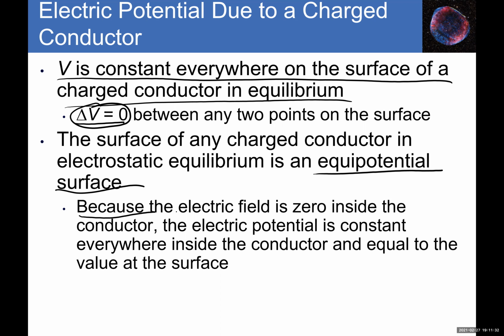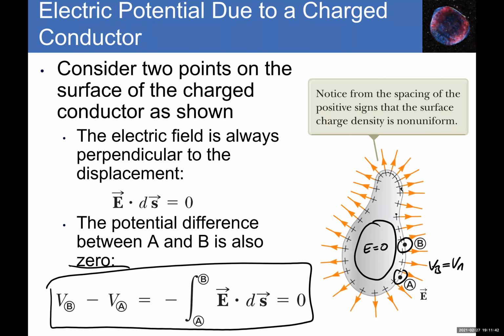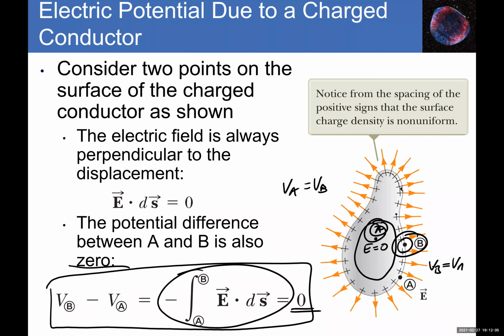Now, because the electric field is 0 inside the conductor, the electric potential is constant everywhere inside the conductor. That means if I go back here and choose point A to be not on the surface, but somewhere over here, then considering point A and point B, the right side of the equation, which is this integral, is still going to give me 0, which means again VA will be equal to VB. That means the same potential here and everywhere inside the conductor.